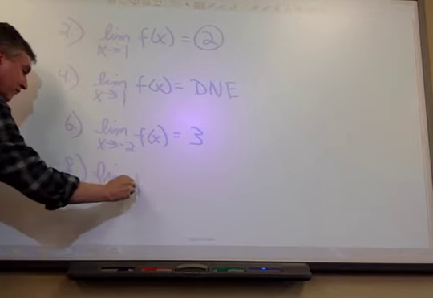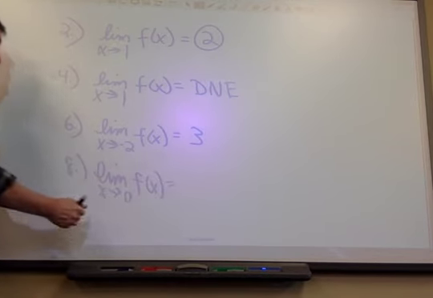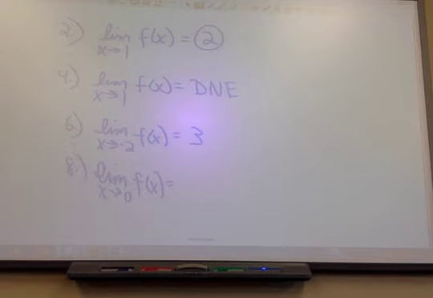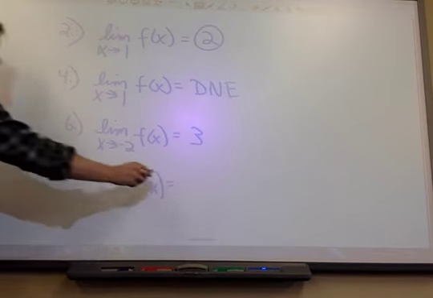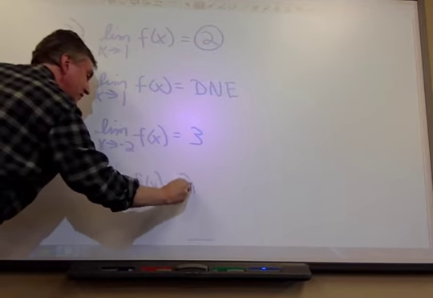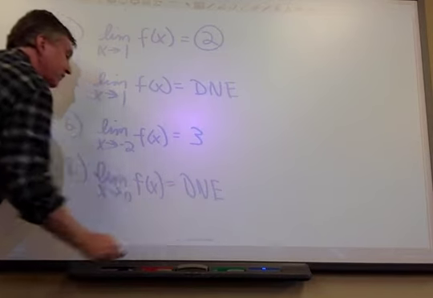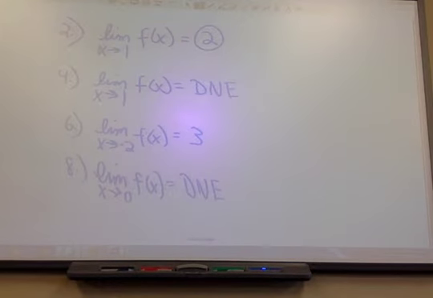Right. If you get close to 0 from either side, from the left, it goes to 1. From the right, it goes to infinity. It keeps going up forever, doesn't it? What do I say? D and E. Very good.